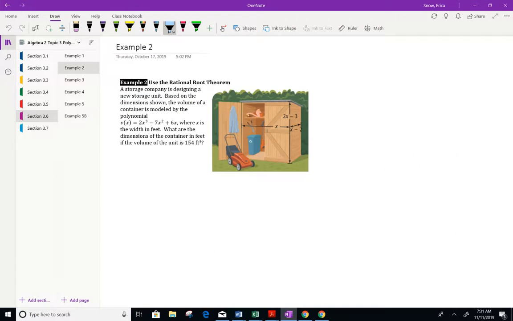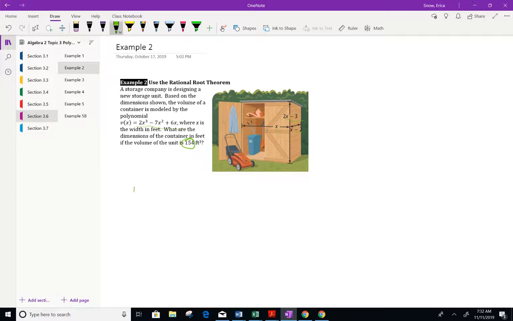All right, so let's look at this more in context of a real world problem. So we have a storage company. It's designing a storage unit based on the dimensions shown. The volume of the container is modeled by this polynomial. So what they've done there is they've taken all of these dimensions and went ahead and multiplied them out for us. And what are the dimensions of the container if the volume is 154?